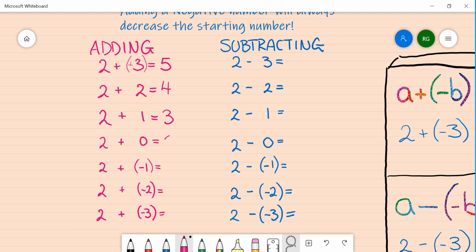2 plus 0, 2. 2 plus negative 1. According to our pattern, we should go down a position. Should be 1. So if we have $2 and we are given negative $1, we're actually going backwards. We now only have $1. 2 plus minus 2 takes us down to 0. 2 plus negative 3 is going to take us down again to negative 1.